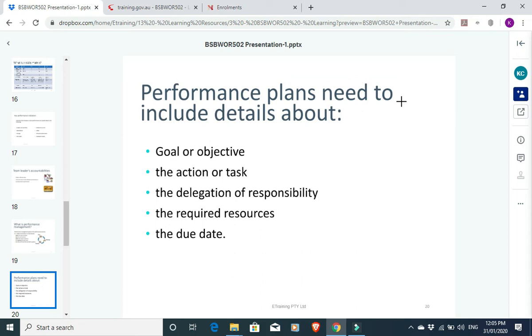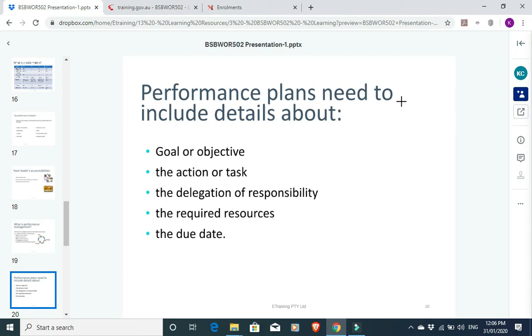So performance plans, what should they have? They should have a goal, an objective. They should have an action or a task. What tasks should be done in order to achieve that? And delegation of responsibility and authority. That means who is responsible for this? We have goal A, achieve sales by 10%. Right? What is the task that's needed? Maybe we need a new marketing plan, maybe a new sales plan. Who's responsible for designing the plan? Who's responsible for taking that plan and implementing it into action? What resources are required for that plan, and when is it due?